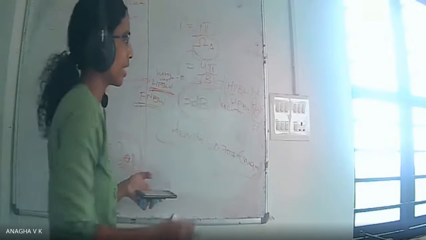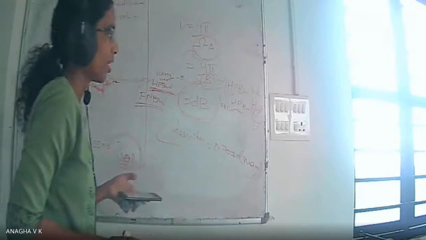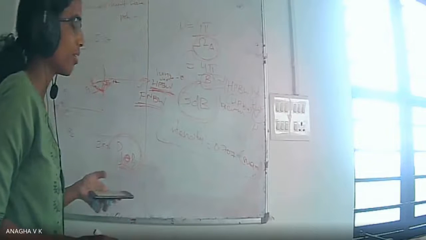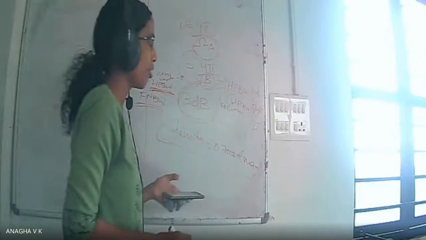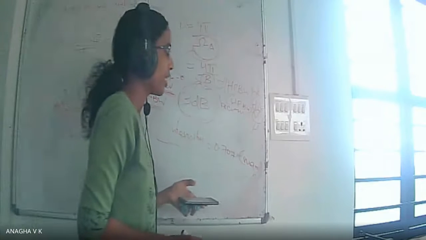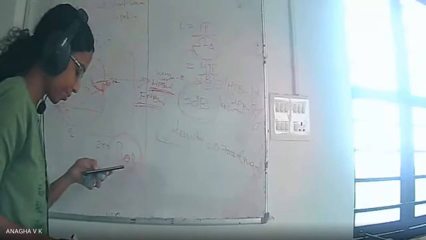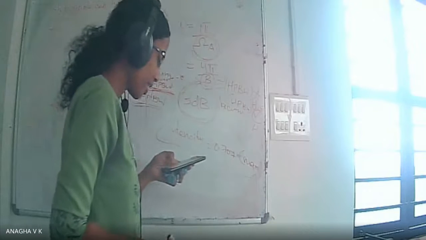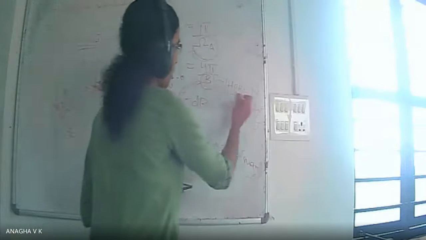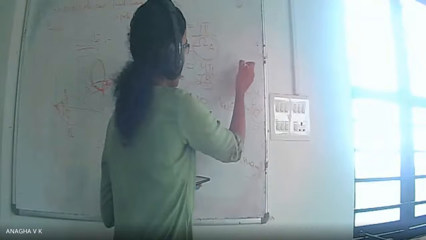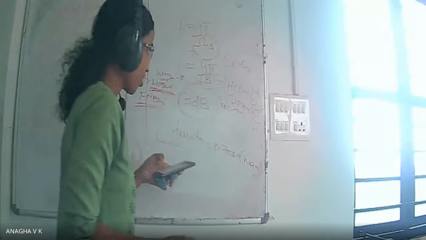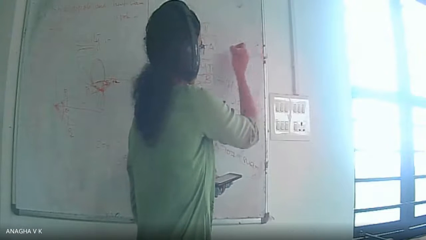So B is nothing but what? The half power beam width in the horizontal direction times the half power beam width in the vertical direction. So the half power beam width in the horizontal means E plane, and in the vertical means H plane. So next, B is equal to theta E into theta H. So the half power beam width can be represented by theta E into theta H. Okay, so 4 pi by theta E into theta H.